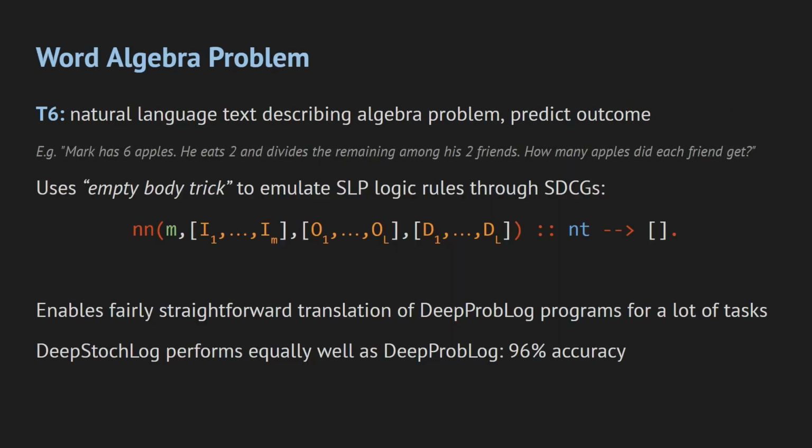A more general neural-symbolic problem is encoding natural language text describing an algebra problem. For example, Mark has 6 apples, he eats 6 and divides the remaining among his 2 friends. How many apples did each friend get?